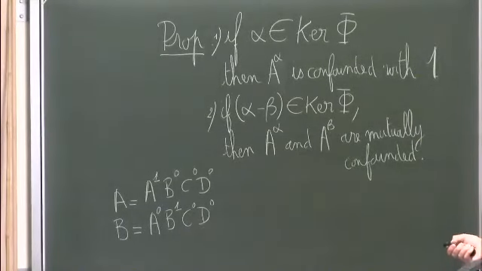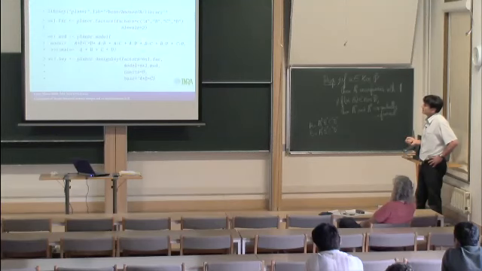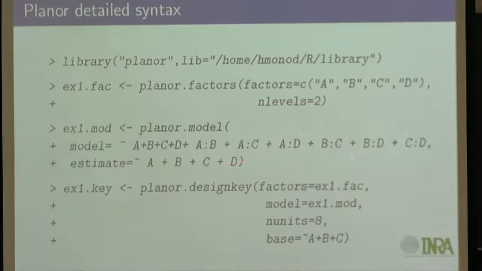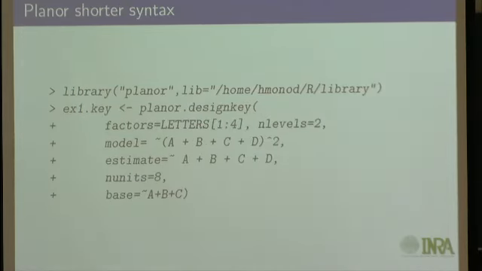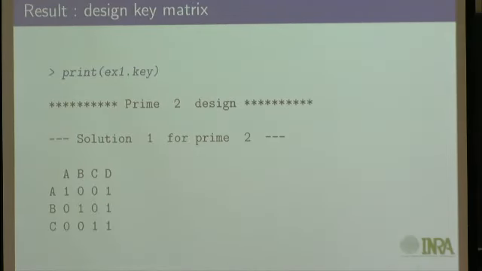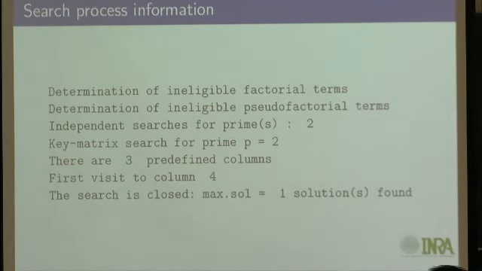But in my model, there is also, for instance, the interaction BC. So A, B, C, which is the difference between A and BC, must not belong to the kernel of phi, and so on. So for those who are familiar with regular fractions, it is evident. But maybe not for everybody. So this is the first step.